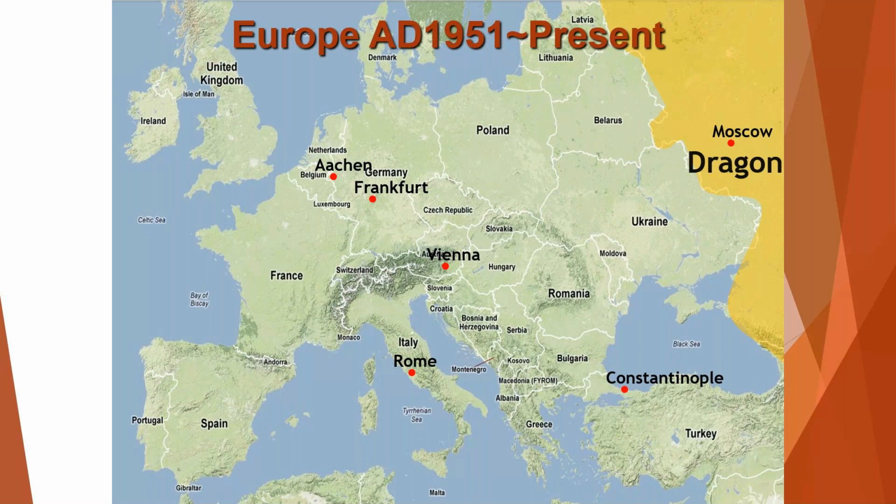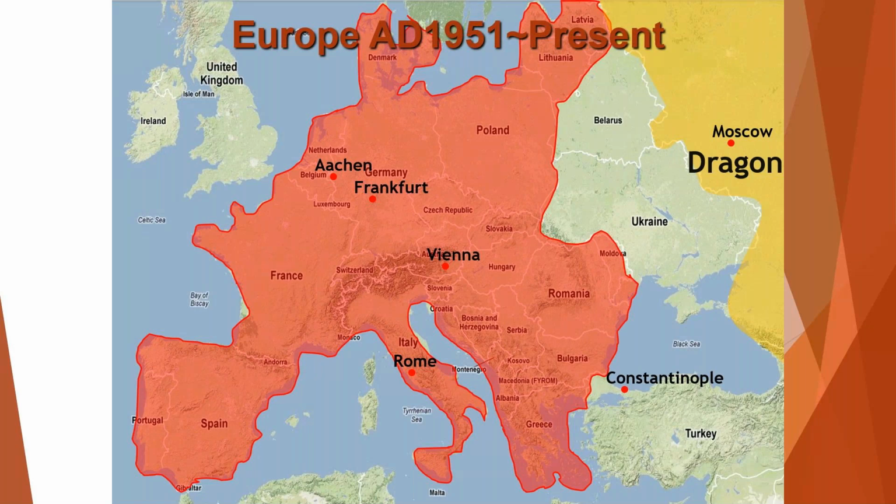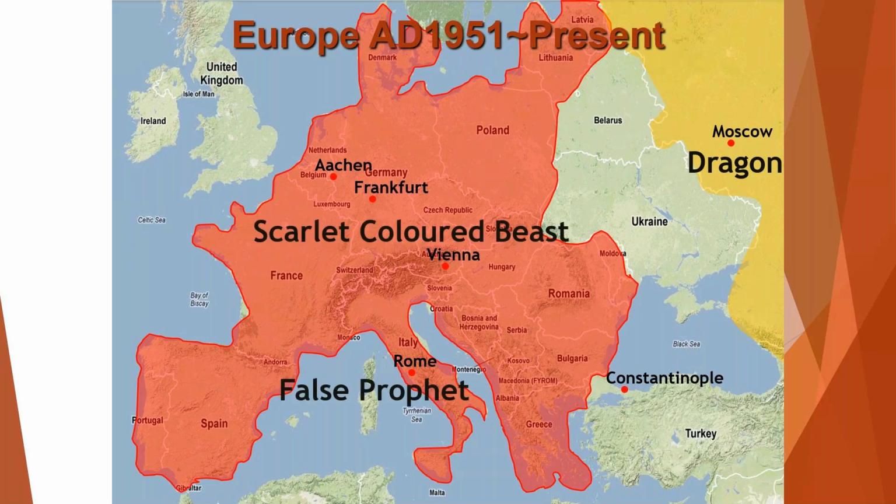So in our time, we've now started to see the redevelopment of the scarlet-coloured beast, the false prophet, and of course we've still got the dragon over here. Now, I don't know exactly the shape of the scarlet-coloured beast. I've drawn some things on here, but I don't think every country in here is actually a member of the European Union. I don't even know if the European Union is exactly what form the scarlet-coloured beast is going to take when Christ comes, or whether there's going to be some other national arrangement.